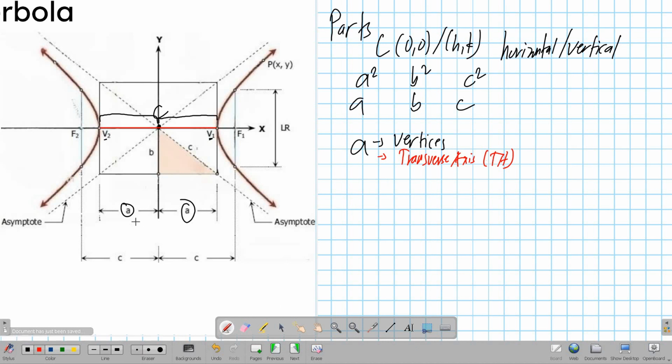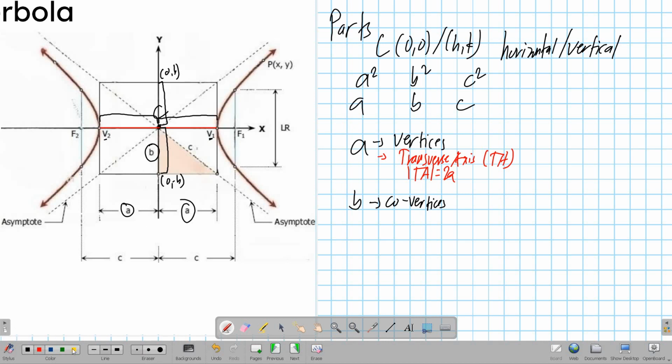And as we can see, since that's a and a on both sides, the length of the transverse axis is 2a. Now, for b, as you can see, this is b, from the center to this point here, that's (0, negative b). And this point here is (0, b). But those points are not on the hyperbola, as you can see. Still, they are parts that we look for, and they are the co-vertices of the hyperbola.